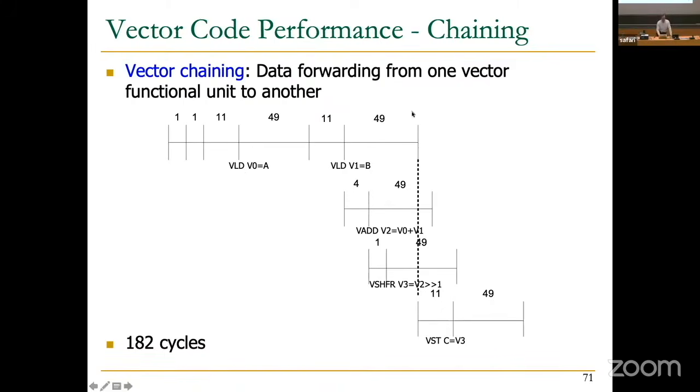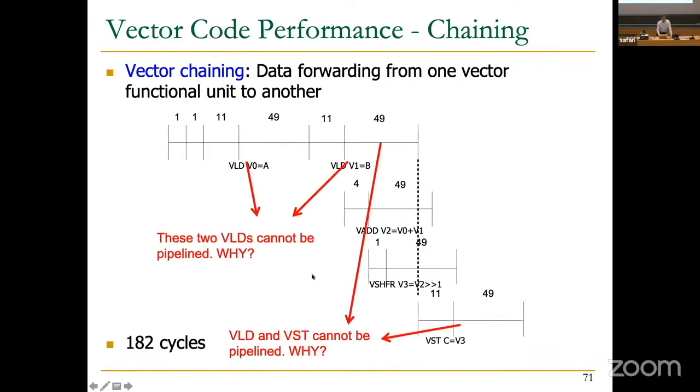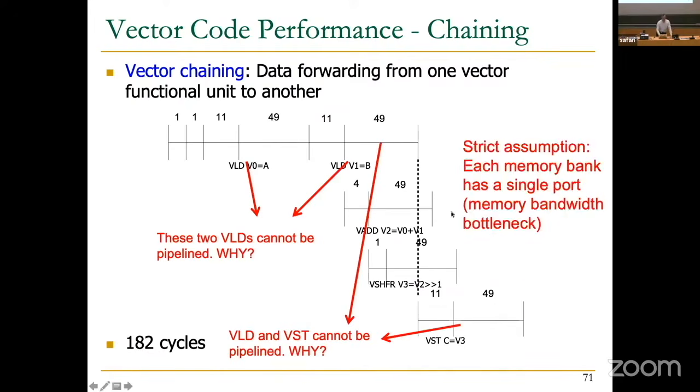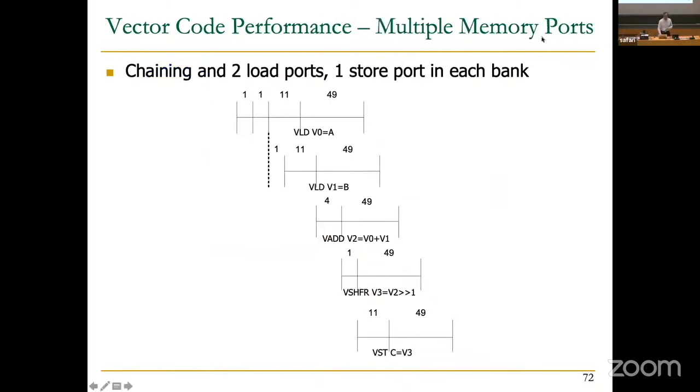So we could not parallelize this load and this load, and deficiencies in our memory system actually caused us to wait in the store. So these two loads cannot be pipelined, and this load and store cannot be pipelined. Essentially, we don't have enough ports in the memory system for this. Basically, each memory bank has a single port. That was our strict assumption. And this led to the memory bandwidth bottleneck. And we assume that this port is shared by read and write. So we're going to assume now 2 load ports and 1 store port in each bank, a more expensive memory system.